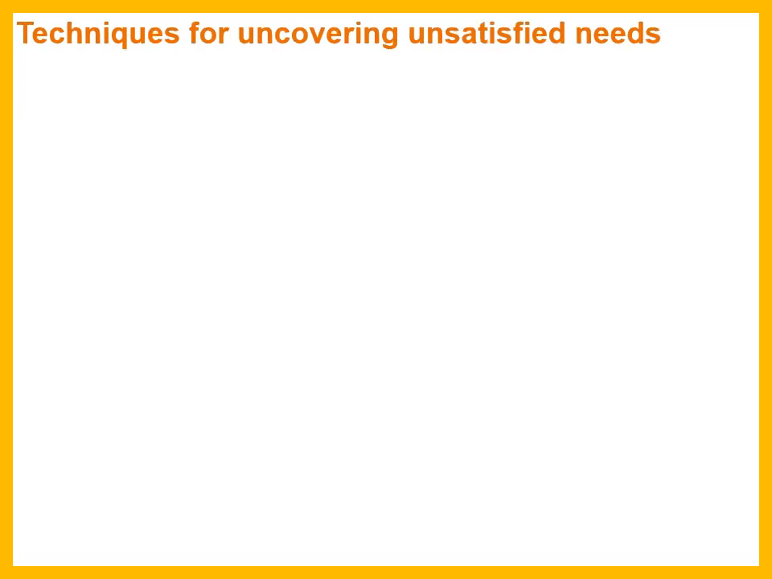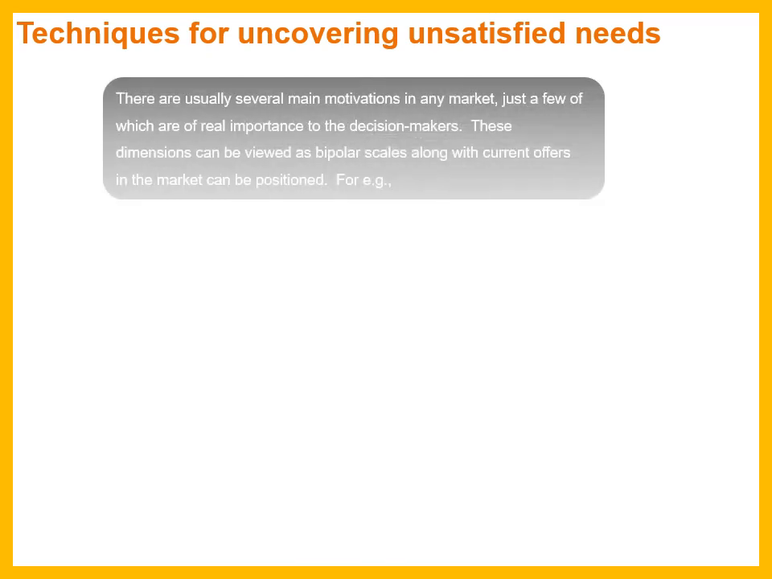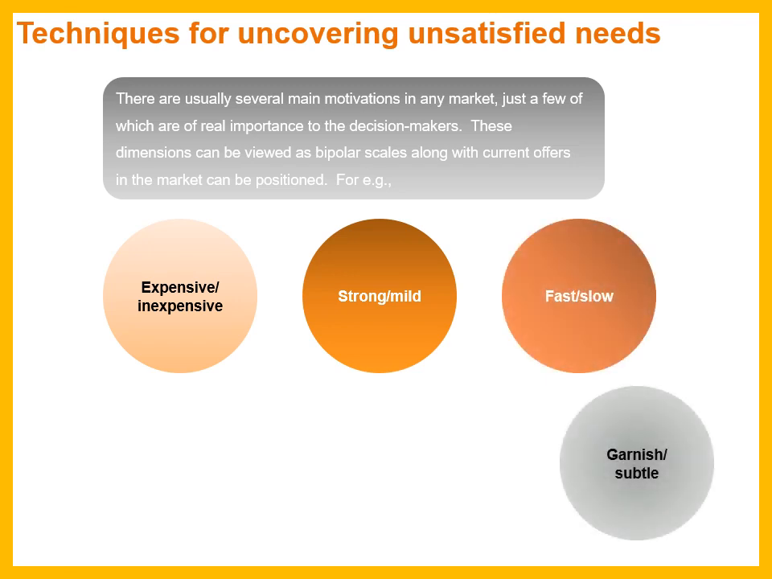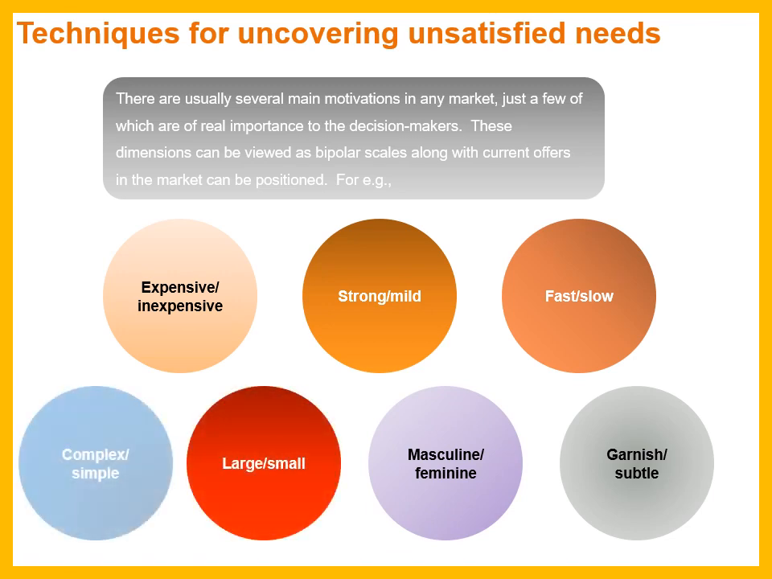Let's now look at the techniques for uncovering unsatisfied needs. There are usually several main motivations in any market, just a few of which are of real importance to the decision makers. These dimensions can be viewed as bipolar scales along which current offers in the market can be positioned. For example, expensive or inexpensive, strong or mild, fast or slow, garish or subtle, masculine or feminine, large or small, complex or simple.